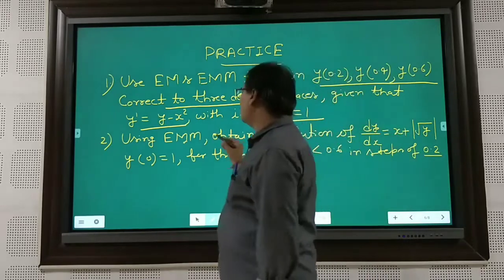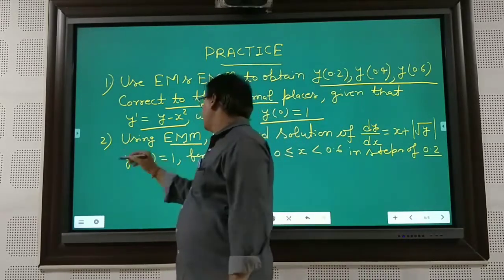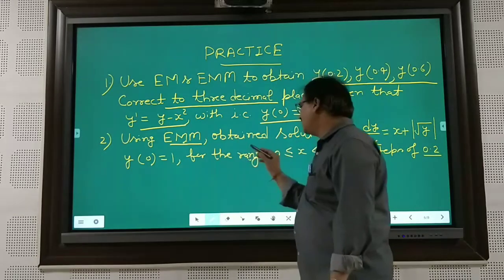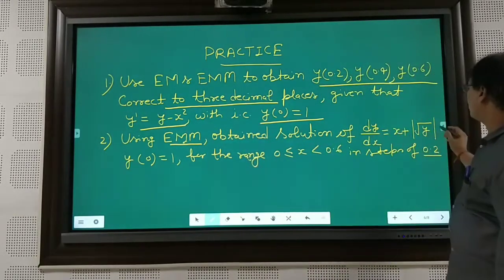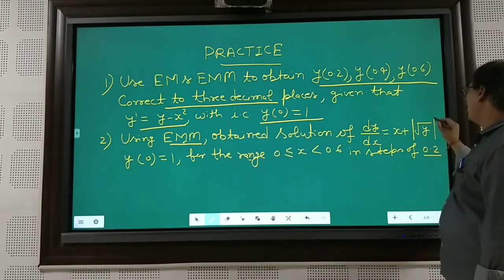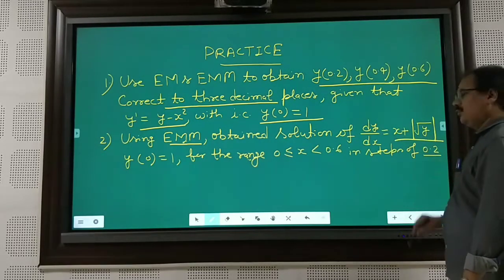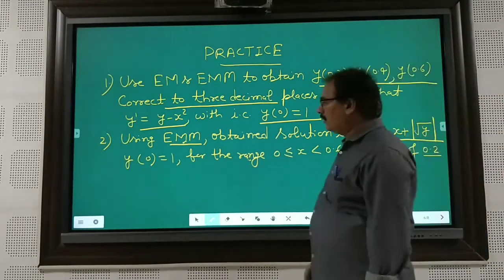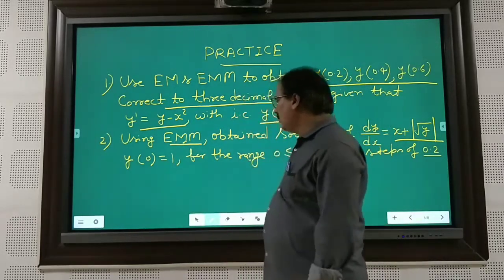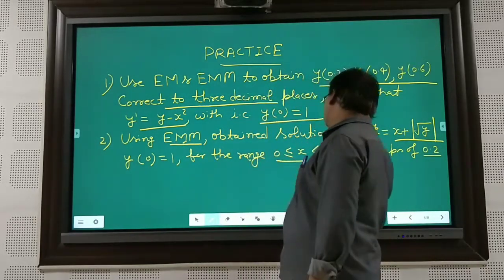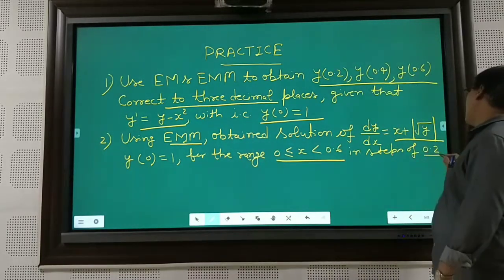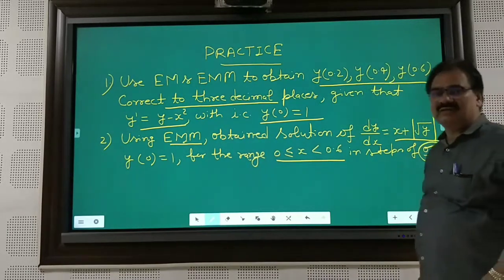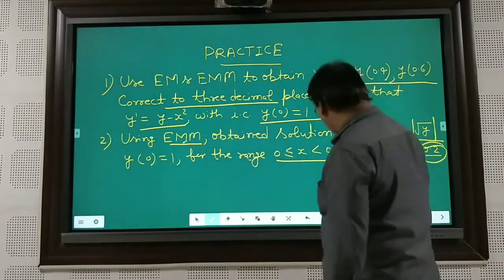The second problem is by using Euler's modified method, obtain the solution of dy over dx is equal to x plus modulus of under root y, with y at 0 is equal to 1, for the range x lying between 0 to 0.6 in steps of 0.2. So this is the given problem for practice. You do it.